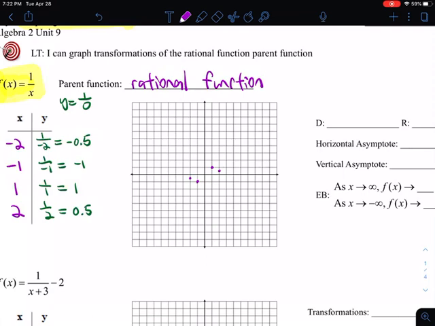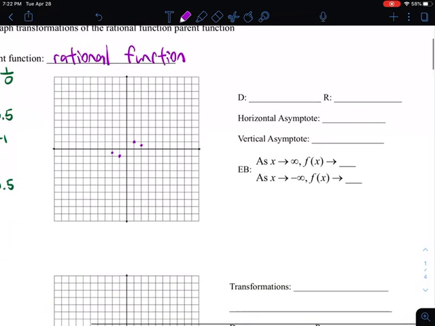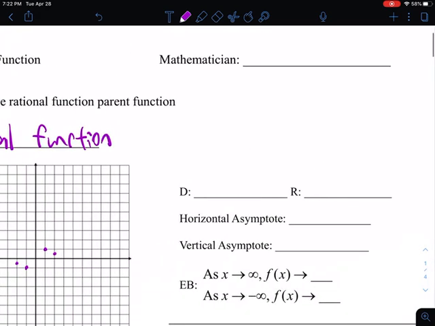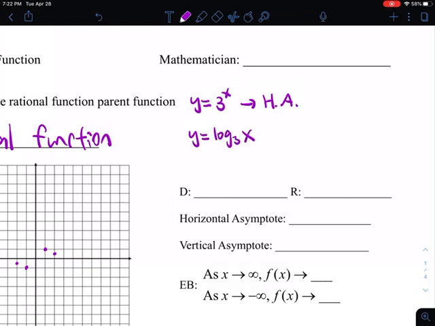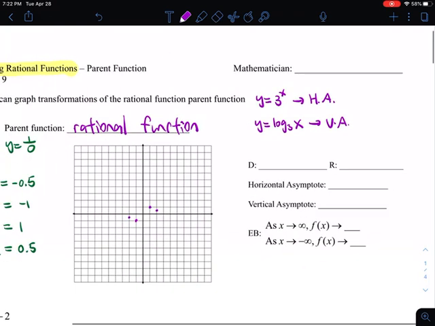The reason why I said rational functions are hard to graph is because we're going to have both horizontal and vertical asymptotes. Remember when we did exponential functions, equations like y equals 3 to the x, these types of functions have a horizontal asymptote. And then our last unit was log functions. If I have a function like log base 3 of x, these types of functions have vertical asymptotes. So now we're kind of putting these all together. We have rational functions, and we're going to have both horizontal and vertical asymptotes.